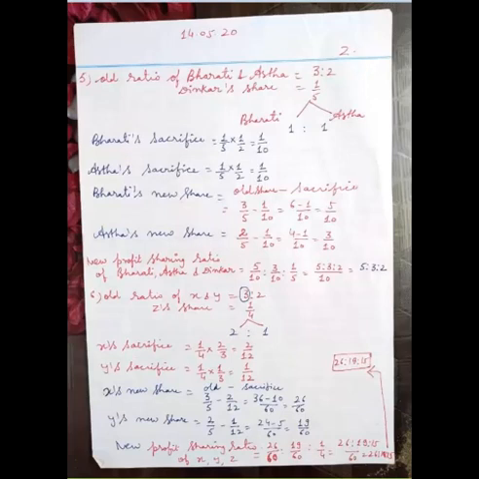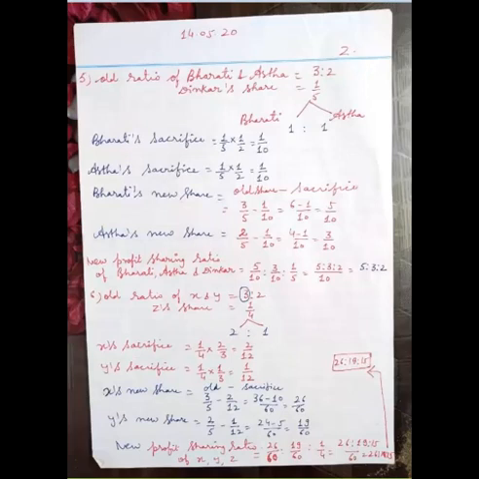So you have to multiply the new partner's share in equal ratio. Bharti's sacrifice is 1/5 into half, which is 1/10. Astha's sacrifice is 1/5 into half, which is 1/10. Bharti's new share is old minus sacrifice, so 3/5 minus 1/10 is equal to 5/10.